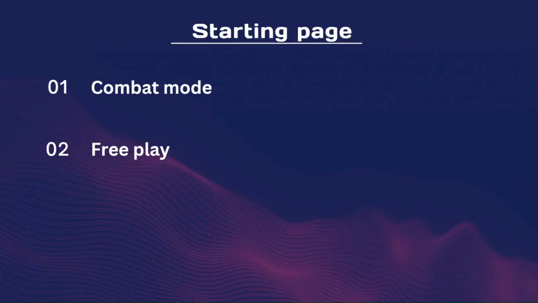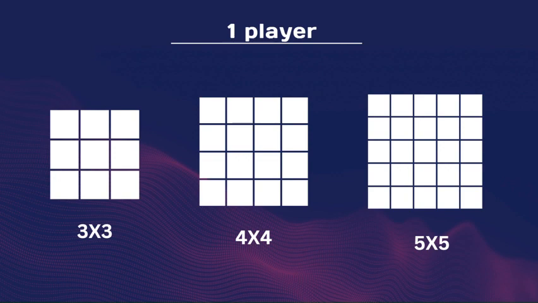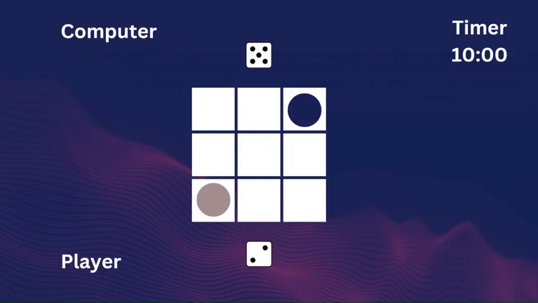The starting page of the app has two features. One is the combat mode and the second one is free play. In the combat mode, the user will be asked to play as a single player or with the double player. In either mode, the user has to select either a 3x3 or 4x4 or 5x5 grid. For this explanation, I am explaining this game with the 3x3 grid. This is how the screen will look.